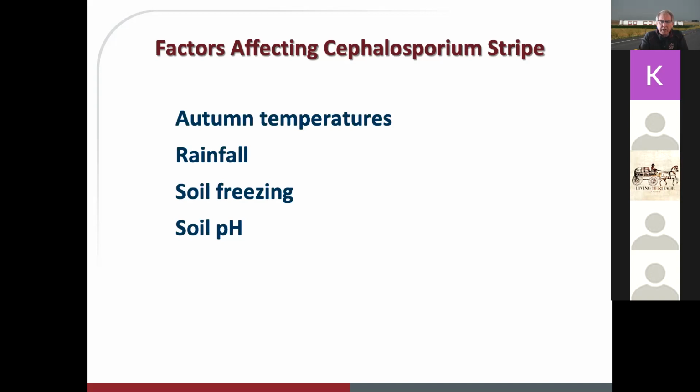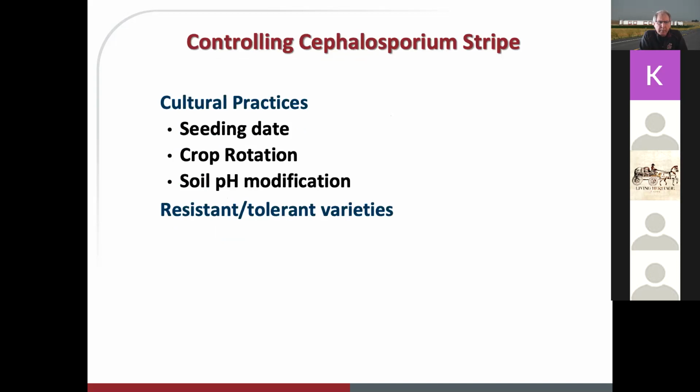So when we think about control of cephalosporium stripe, we think about cultural practices. First, seeding date. Again, when the crop is seeded early relative to the production area, disease is going to be more severe, or has the potential to be more severe, I should say. Crop rotation: this fungus only survives in straw of plants that it killed previously. So allowing a good 3-year rotation will allow a lot of that straw to decompose and reduce the potential for disease.